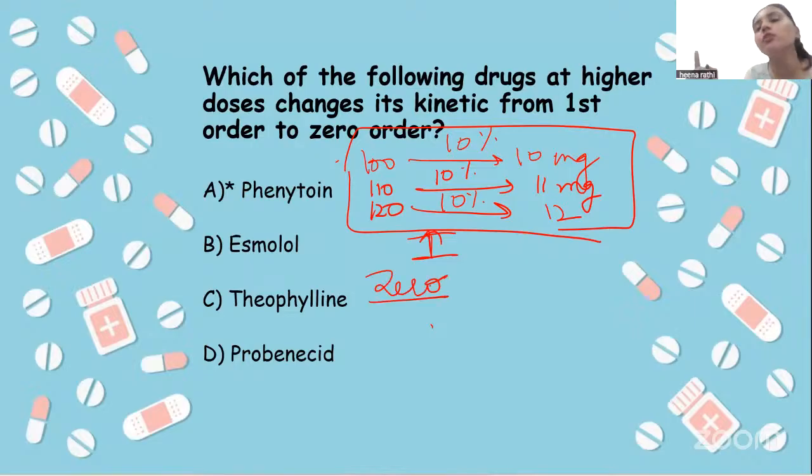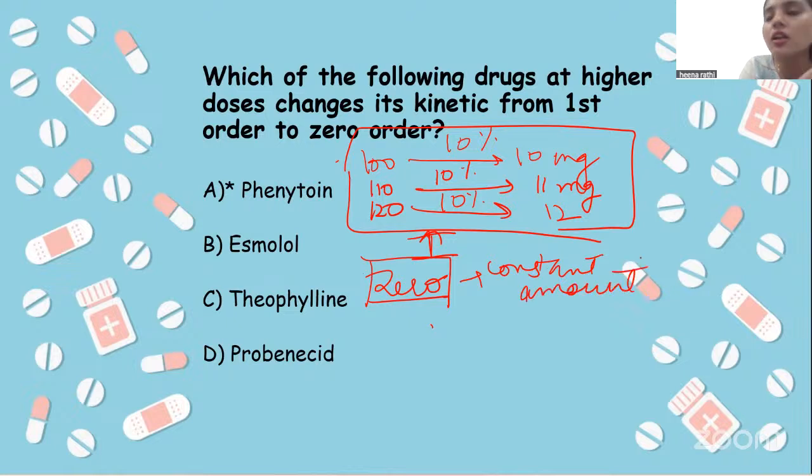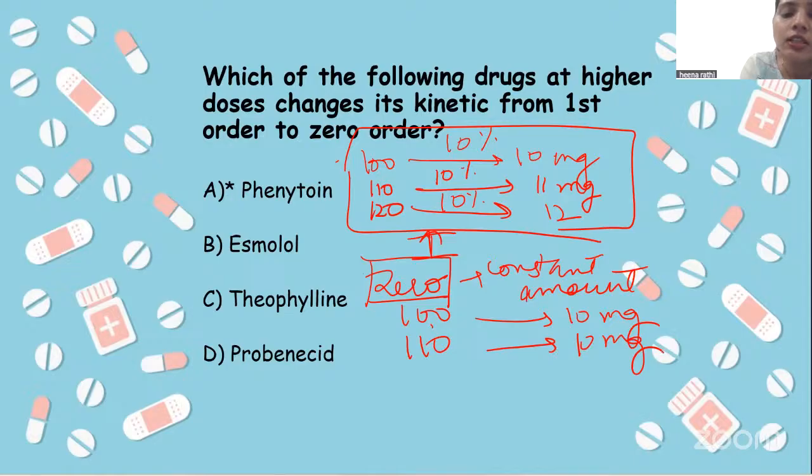The second type of reaction is zero order kinetics. It means a constant amount of the drug is going to be eliminated, irrespective of the concentration of the drug. If the concentration of the drug is 100, 10 mg of the drug is eliminated. If the concentration is 110, a constant amount, 10 mg of the drug, is eliminated. If it is increased to 120, a constant amount is still eliminated. It means a constant amount of the drug is eliminated in the case of the zero order reaction.